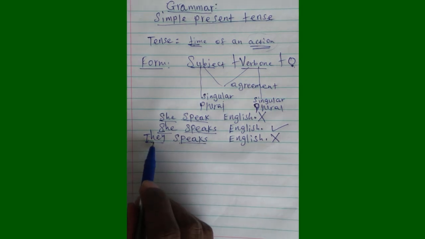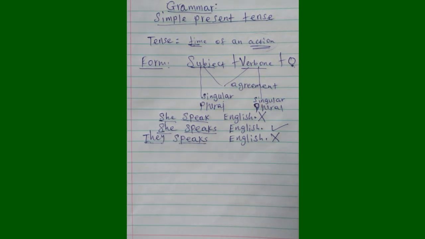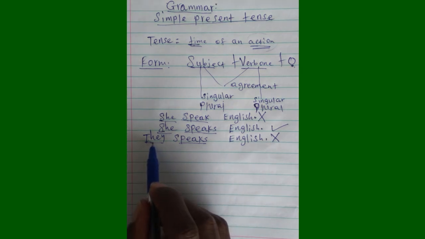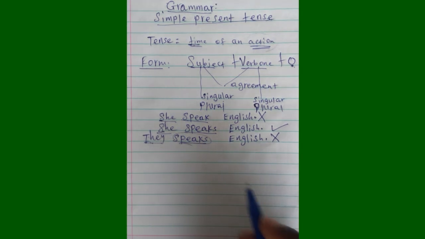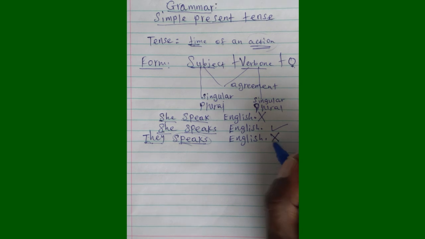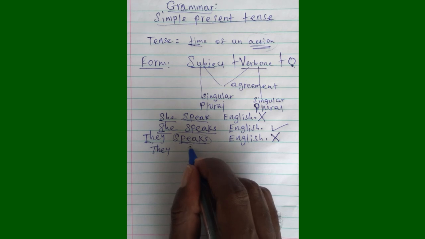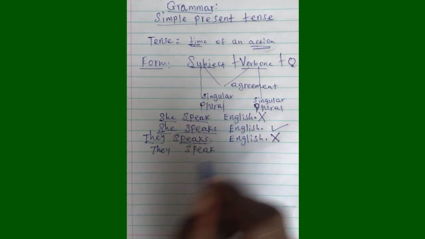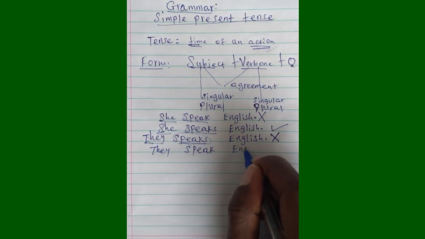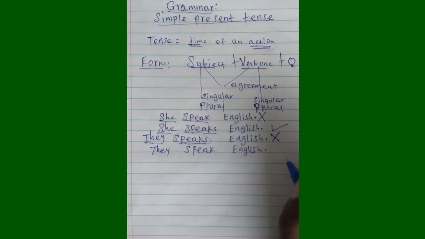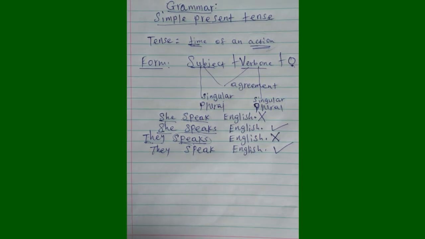When the subject is plural, when "they" refers to a pronoun that refers to people, which are two and above in number, the verb must be plural. In this case, "speaks" is impossible. The verb must be like speak. "They speak English" is the correct one. All right, so these are the common mistakes that people make every time.